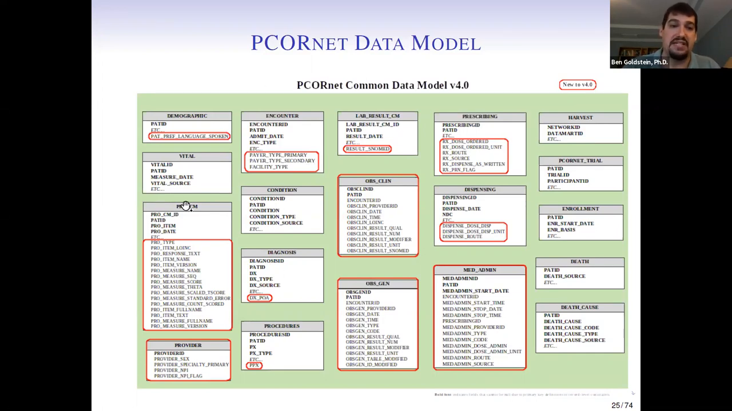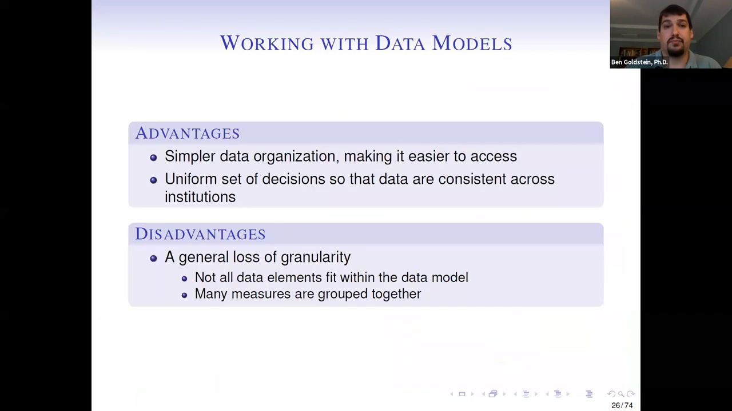Again, I'm not going to go into the details, but it's organized into data tables that are useful for a researcher: demographic tables, vitals tables, encounter tables, lab result tables. And one of the data access options I'm going to talk about in more depth builds itself off of this PCORnet data model. It's a simplified model, but it's one that I think gives researchers most of the data elements that they'd want for most studies. So some advantages of data models are that they're simpler organization, they make it easier to access, a uniform set of decisions.